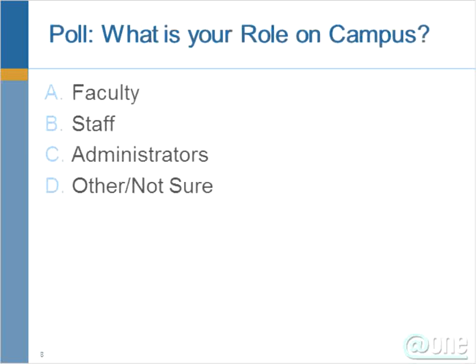The second thing I want to ask of you guys with the same kind of poll feature is, what is your role on campus? Are you faculty? That's A. If you're staff, click B. If you're an administrator, click C. And if you're not so sure, then you should check with the Human Resources Department. But click D as well. All right, great. And in a couple seconds, I'll be publishing what you guys have offered up.